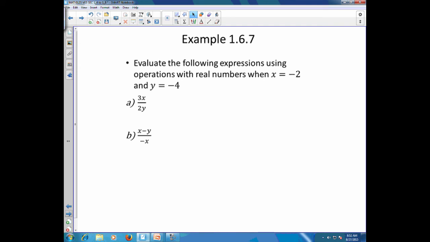So let's do another example. Now we want to evaluate these expressions using the variables x and y, and we're given what x and y are equal to. Same as the previous examples in the previous sections, but now we just want to use all of our abilities with real numbers. So we're just going to replace the letters with parentheses.